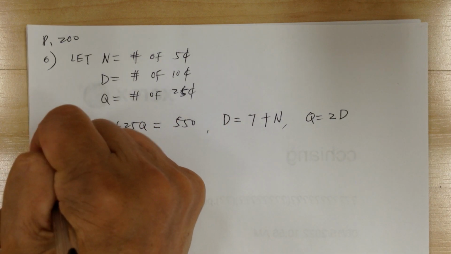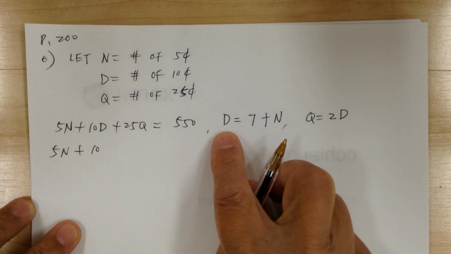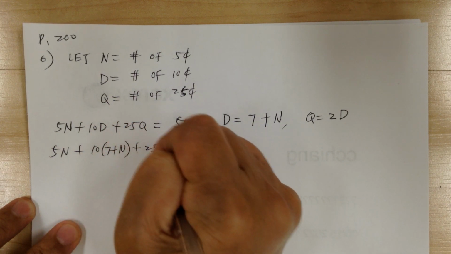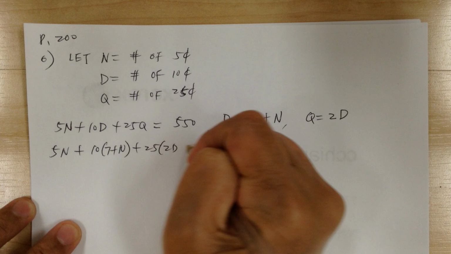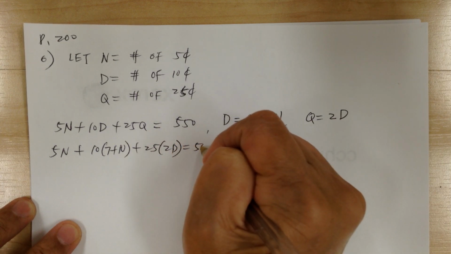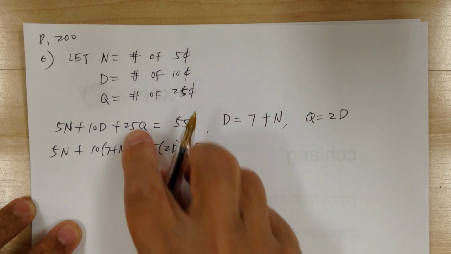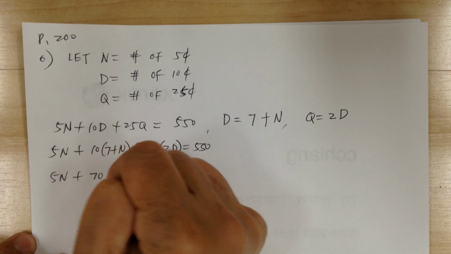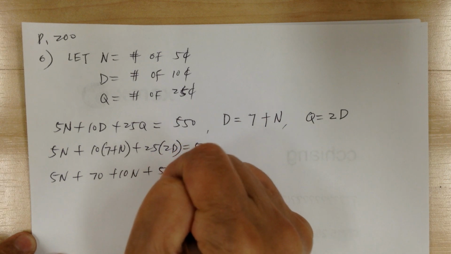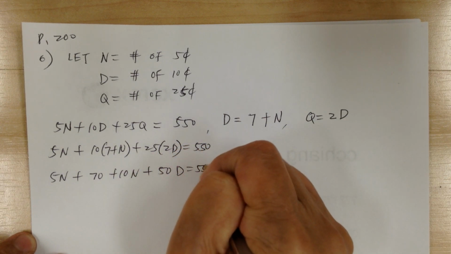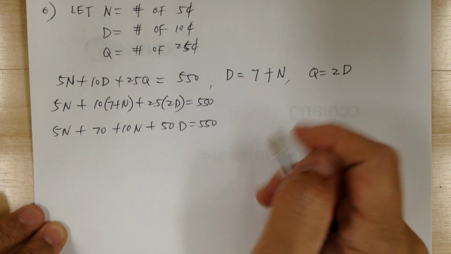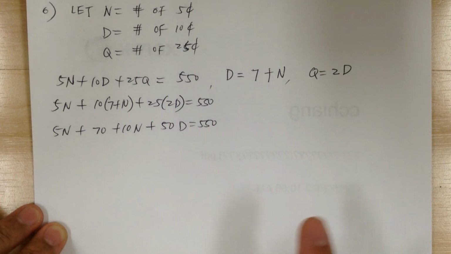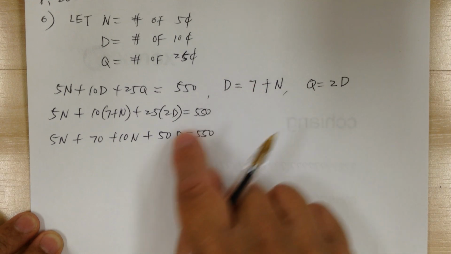So you've got 5N plus 10, now D is 7 plus N, and Q equals 2D. So you can substitute into here, then work it out. So you get 5N plus 70 plus 10N plus 50D equal to 550. Now notice there's D over here. Again, you have to keep substituting until you only have 1 variable left. So you have to substitute the D in here again.